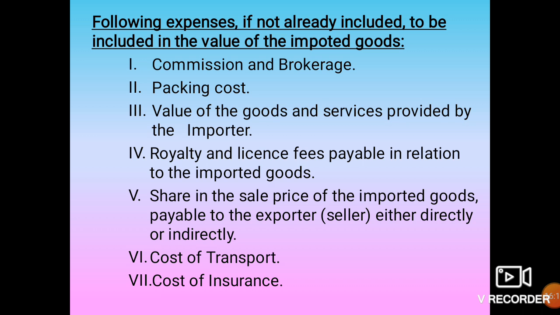Cost of transport up to the place of importation. Cost of insurance premium of the goods up to the place of importation. If the cost of insurance is not known, then 1.125% of the FOB value will be taken as the insurance cost.